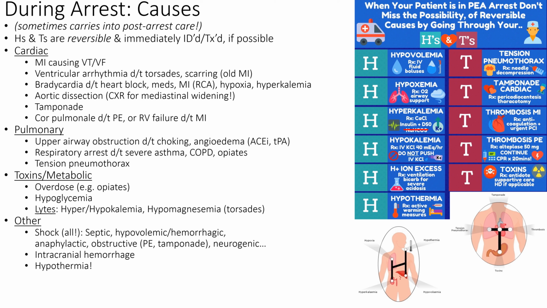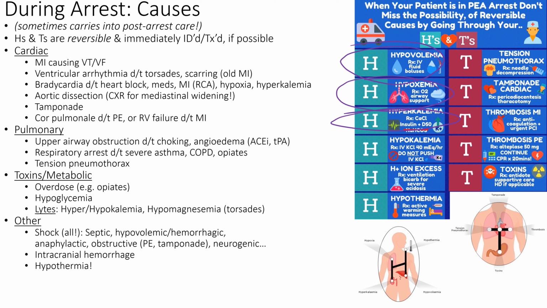All right, so H's and T's. These are the reversible causes. That's the important piece: you can reverse these things, and they're in a code situation, and you can identify, hey, we have a hyperkalemic patient here. Let's see if we can fix the hyperkalemia. Or they were super hypoxic. Let's go ahead and get them oxygenated if we can, right? They're hypovolemic, we give fluids, right?